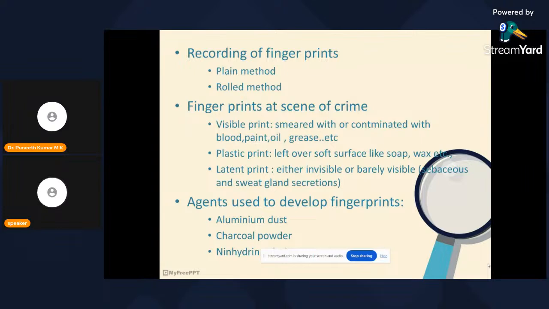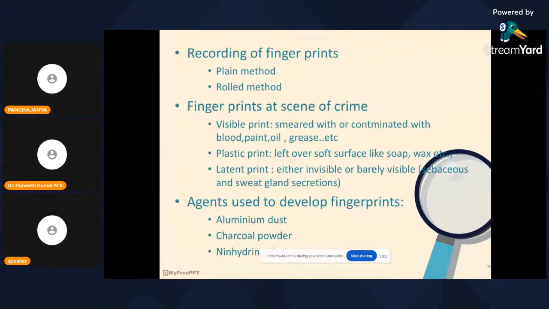A rolled pattern is where the fingers are rolled laterally, as when we give fingerprints for documentation cards. In such documentation, we take fingerprints of all the fingers by rolling both the lateral side and the medial side, slightly rotating or tilting towards the sides. That is a rolled pattern.